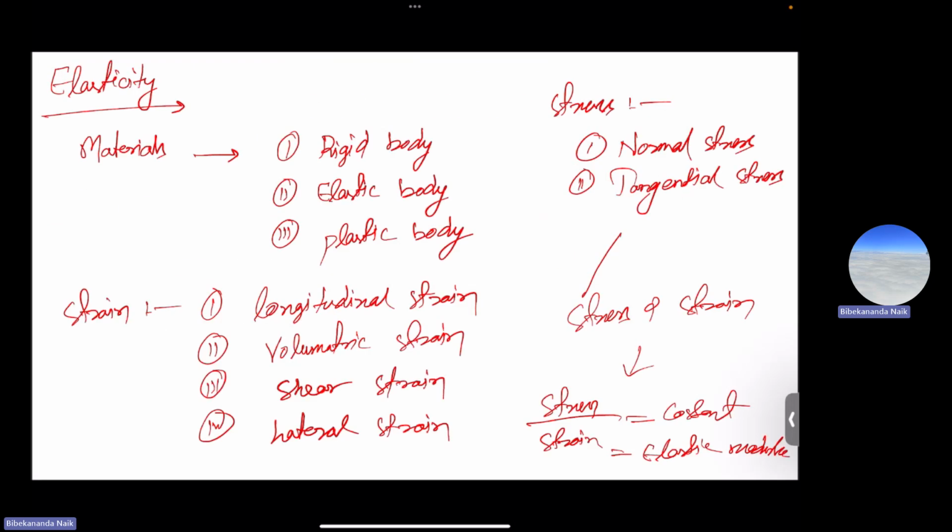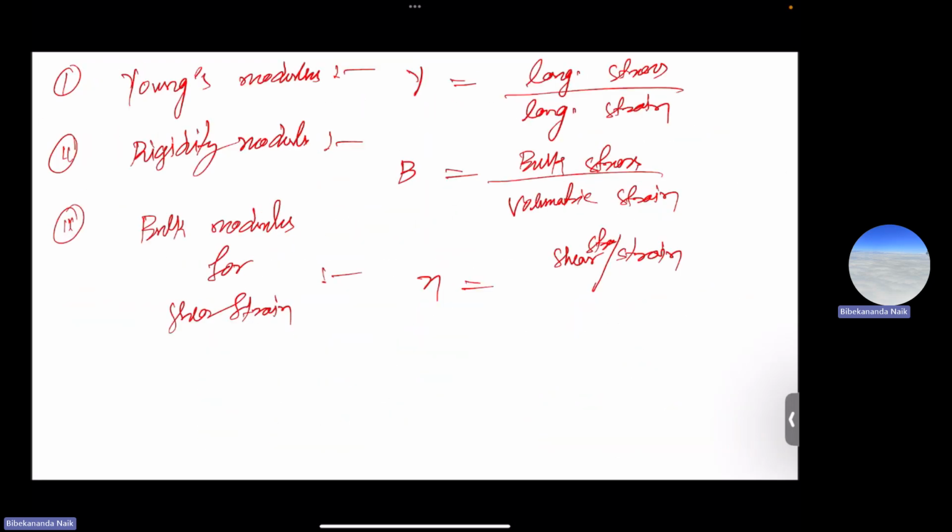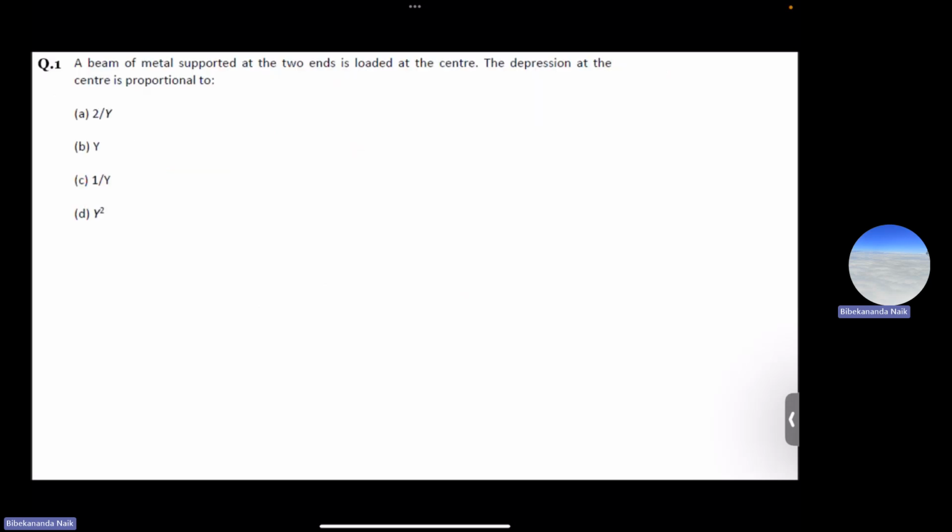Let's solve a few problems based on the concept of modulus of elasticity. Although we have solved a few problems in the last session, we will solve a few more. The first question of the day: a beam of metal supported at the two ends is loaded at the center. The depression at the center is proportional to option A, 2 by Y, option B, Y, option C, 1 by Y, or option D, Y square. We all know Y is Young's modulus of elasticity.